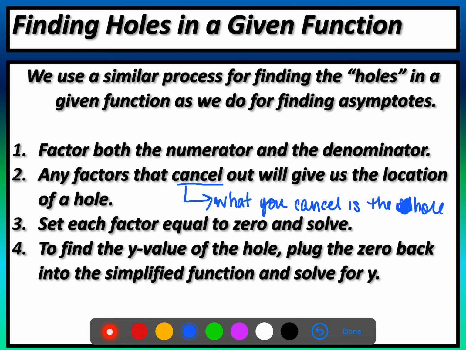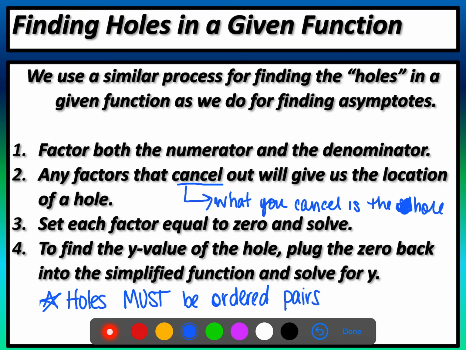So it's important that we state the hole as an ordered pair. Okay, so in order to get that ordered pair, we would just take the coordinate for our hole and plug it back into the simplified function. Okay, and I'm going to show you all of this in an example.